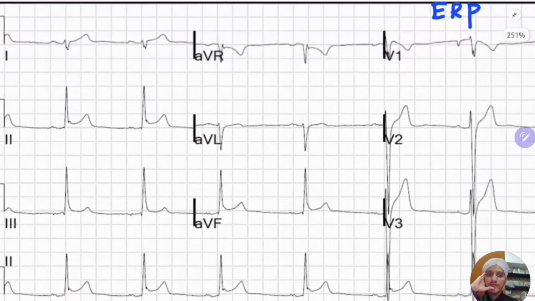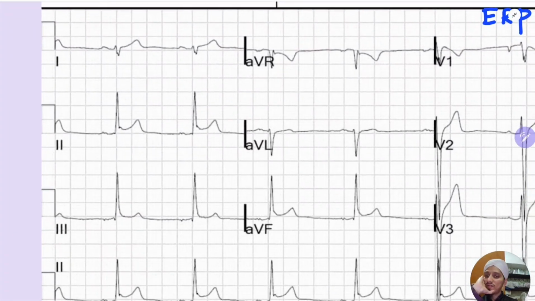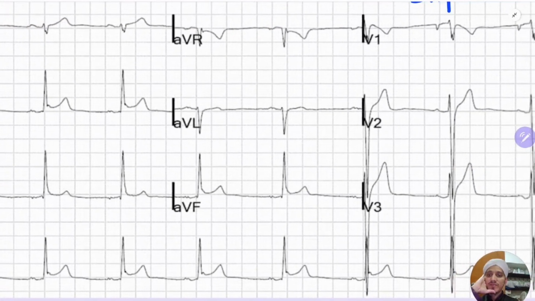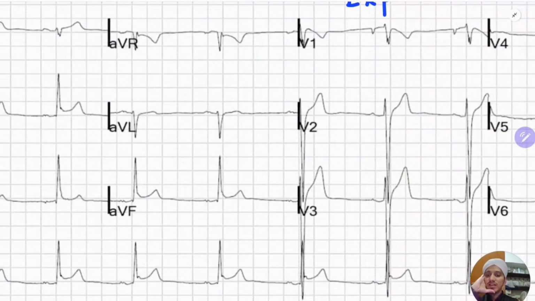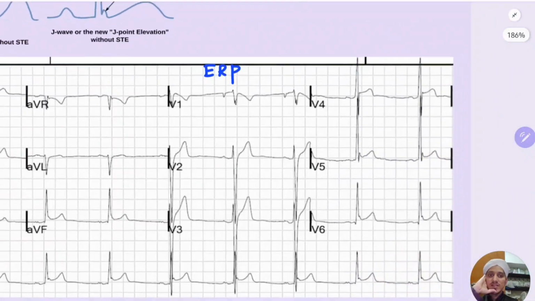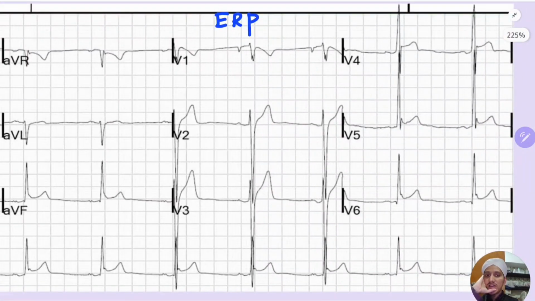Other things we'll look at. This is lead 1, 2, 3. And in aVF you are again having the slurring type, so this is type 3. Other leads we will see. V1 we are not having that. Yes, V2 and V3. So it is seen from V2 to V5 mainly, remember this point. These are the leads you should look at for early repolarization pattern. So this is type 1, classical concave.